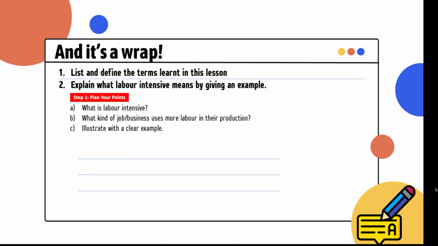First of all, plan your points. Here's some guidance for you. What is labor intensive? What kind of job or business uses more labor in their production? And then you illustrate it with a clear example. For example, like the workers on the construction site. And then you write your answer, and that's about it.